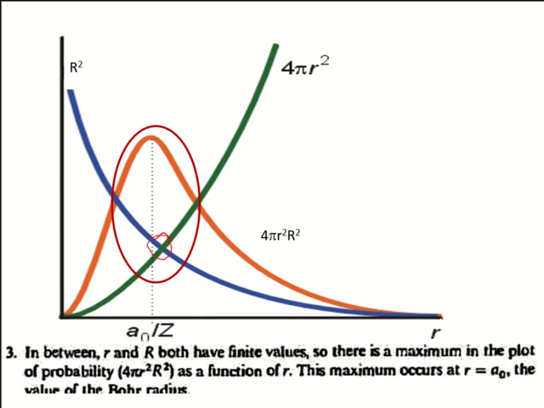ये जो point है यहाँ पे multiply करेंगे तो इससे higher value आएगा. So in between, both have finite values, so there is a maximum in the plot somewhere at this, and this is happening at r is equal to a naught, that is the Bohr's radius. For 1s orbital, this is for 1s orbital. Similar consideration will come for any other orbital.